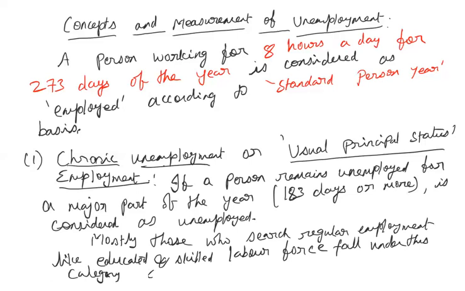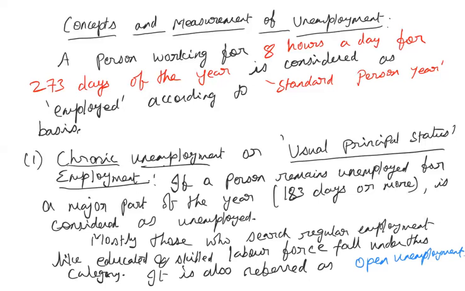It is also referred to as, we have seen, isn't it, open educated unemployment, which comes under the category of open unemployment. So this is the first type of measurement, in other words, where the reference period taken is 1 year. That is the chronic, or what is called the usual principal status unemployment.